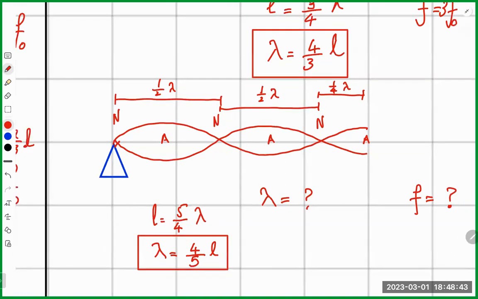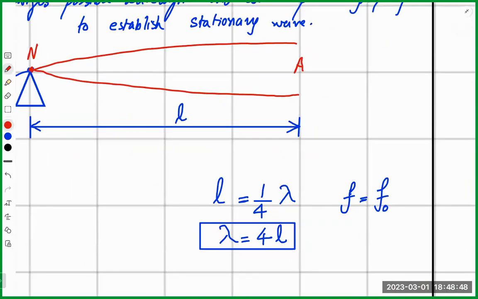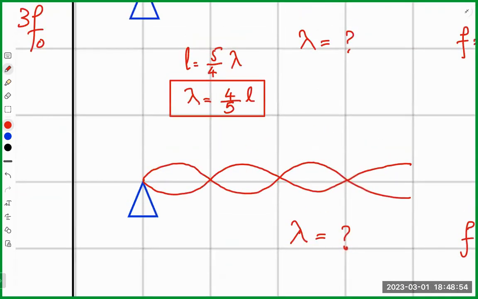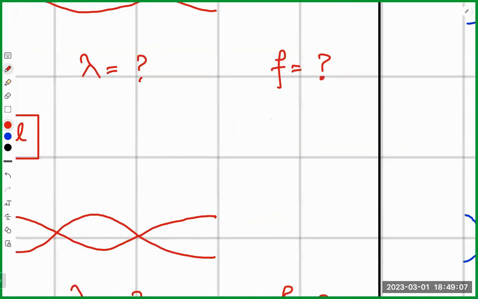Remember, when the frequency was F naught, lambda was 4L. Now it is 4/5 L. So you have reduced the wavelength by 5 times. If you reduce the wavelength by 5 times, you will definitely increase the frequency by 5 times as well. So this frequency will be 5 times the fundamental frequency.